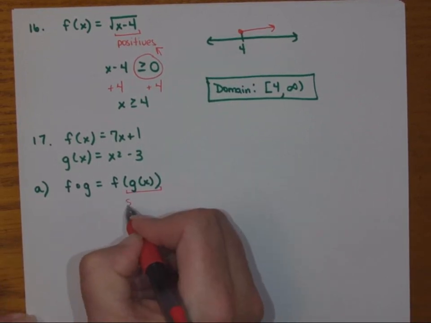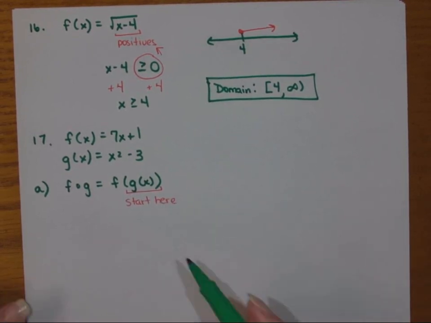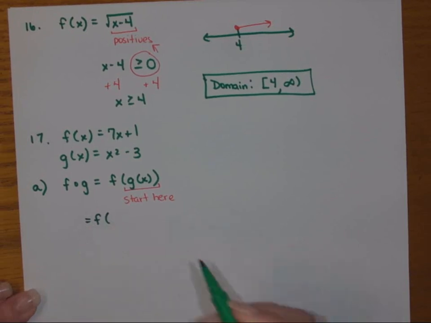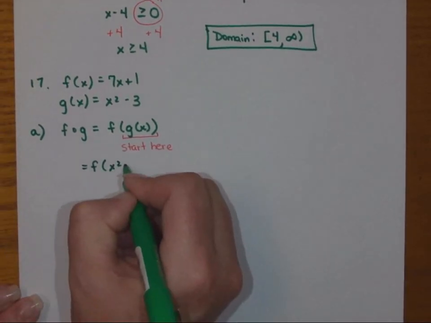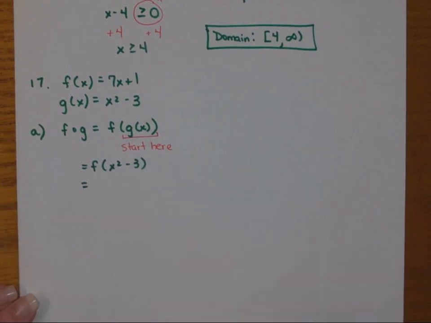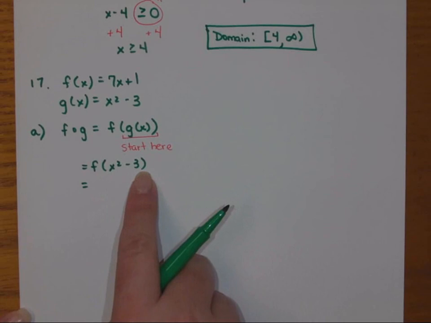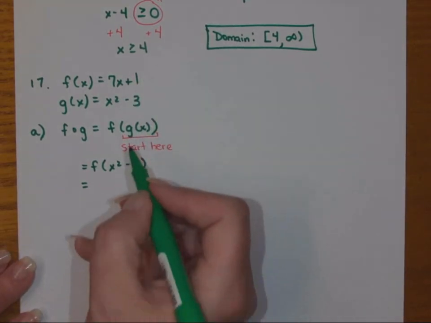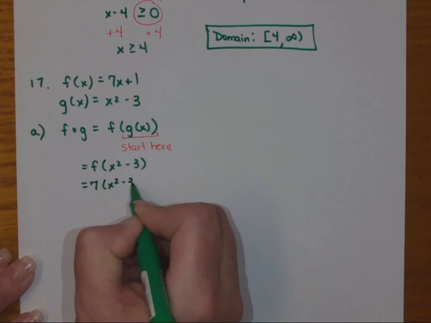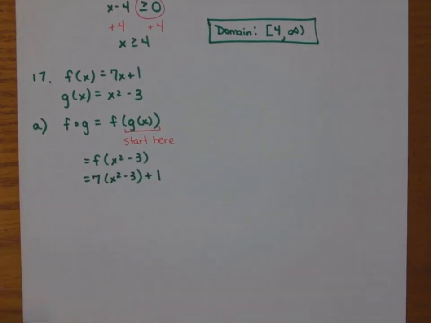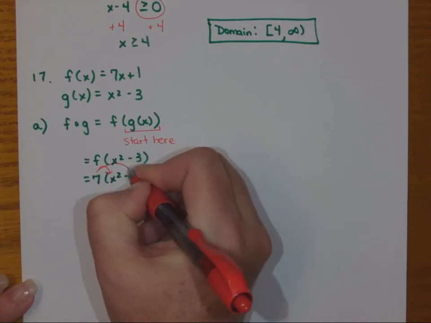So remember, we always start on the inside. We don't worry about f right now. We just insert in what g of x is, and notice g of x is x squared minus 3. But now we do worry about f. Now that we plugged in the inside, we're going to stick that into the outside function. So instead of 7x plus 1, we're going to do 7, put this in parentheses in there for x, plus 1. Just like before, f of something just means plug it in.